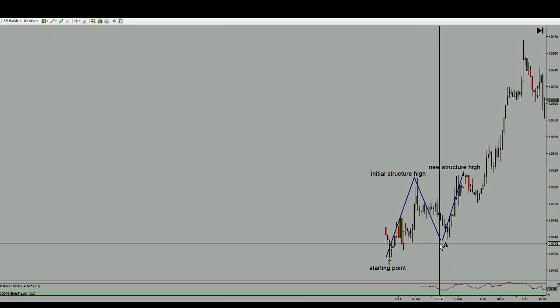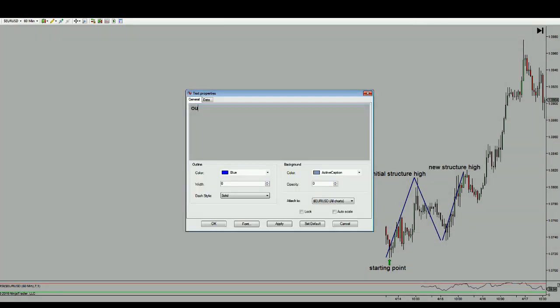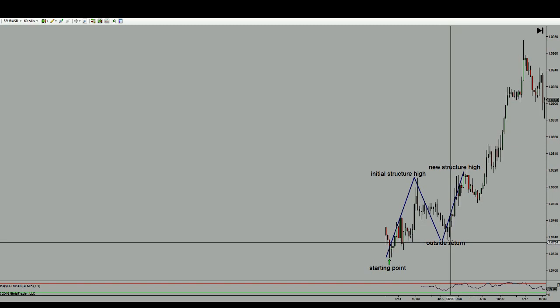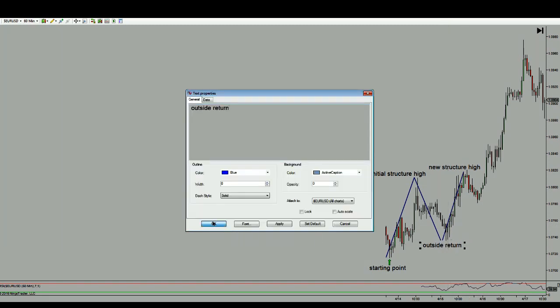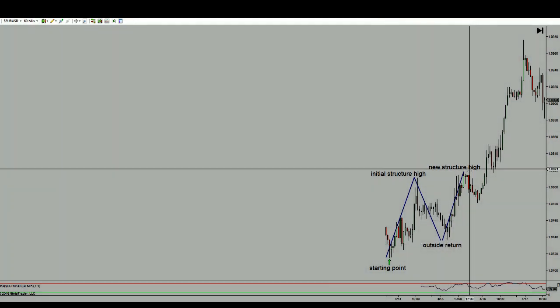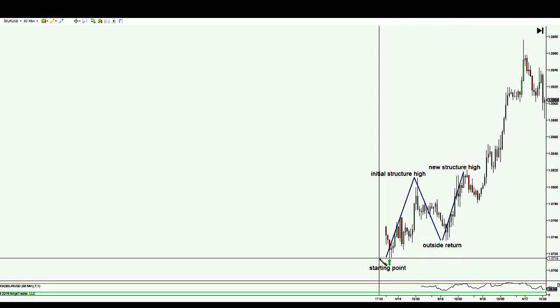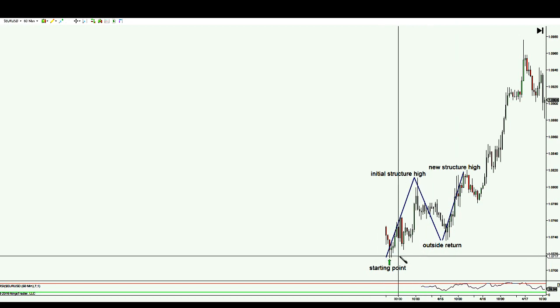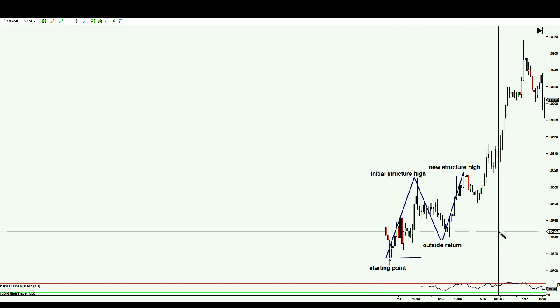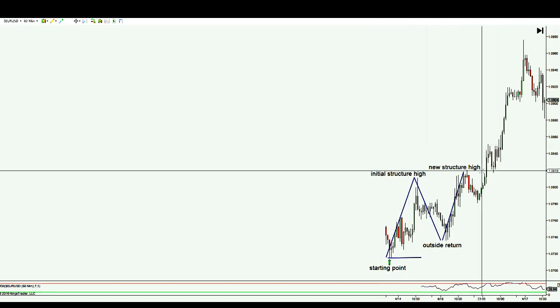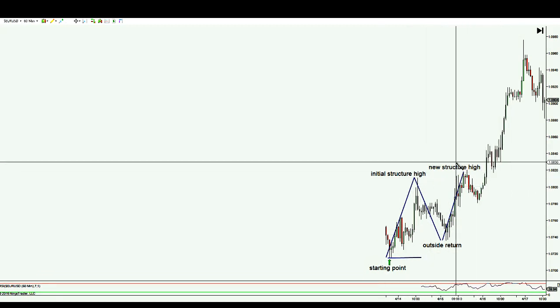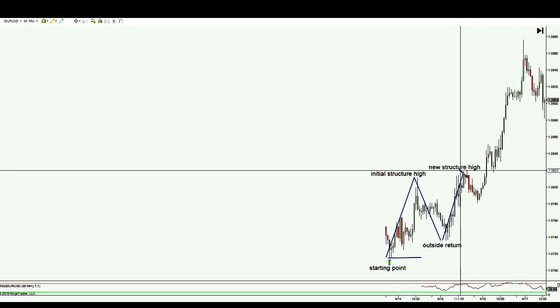this level down here becomes our outside return. We cannot really label this an outside return until we get this new structure high level here, because price could have kept going lower and broken this low back here of our starting point, which would have caused us to label this a little differently. However, with the new structure high, we can check price out again.